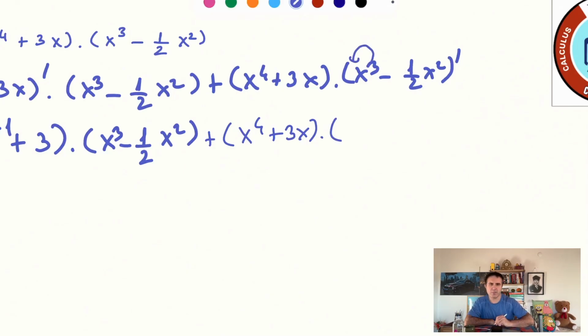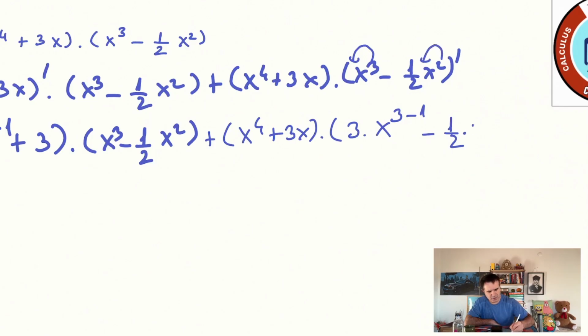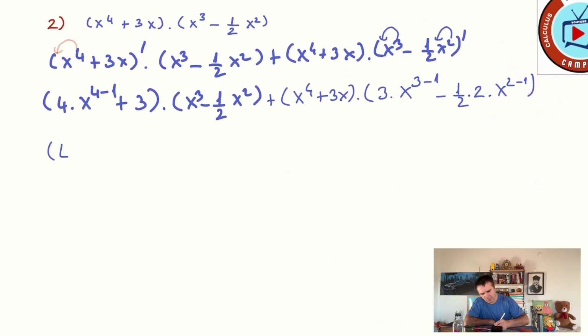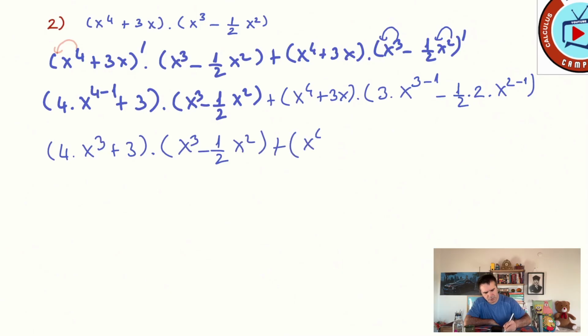the exponent will come as coefficient, 3 times, and we subtract 1 from the exponent, minus 1 over 2 times, and then we take the exponent as coefficient, 2 times x to the power of 2 minus 1. So 4 times x cubed plus 3 times x cubed minus 1 over 2 x squared, plus x to the power of 4 plus 3x, times 3 times x squared minus, and 1 over 2 and 2 will cancel each other. This will be x.